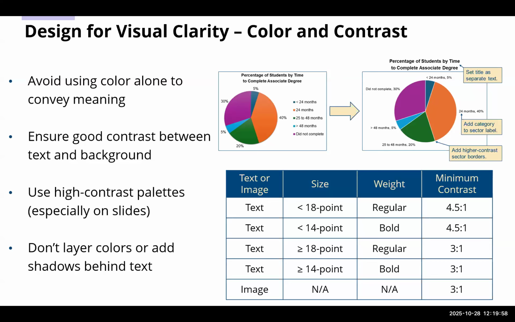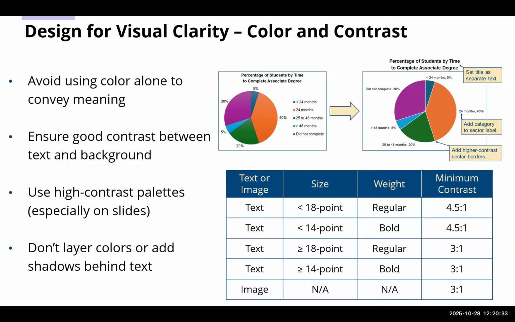Accessibility guidelines suggest a contrast ratio of at least 4.5:1 for regular text, which is smaller than 18 points, or bold text, which is smaller than 14 points. And for larger text that is 18 points or more, or bold text 14 points or larger, a contrast ratio of 3:1 is sufficient. The same principle applies to images, especially ones that carry important information or meaning.